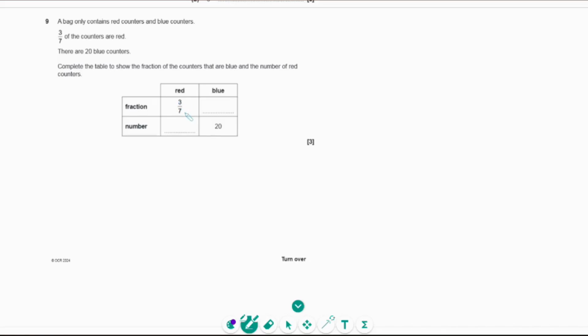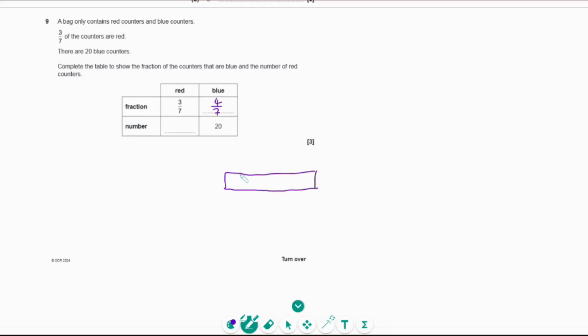So we can imagine there are 7 counters altogether. If 3 of them are red, 4 must be blue, so 4/7, because these probabilities have to add to 1. 3/7 and 4/7 is 7/7, which is 1. Now we know 4/7 is equal to 20.